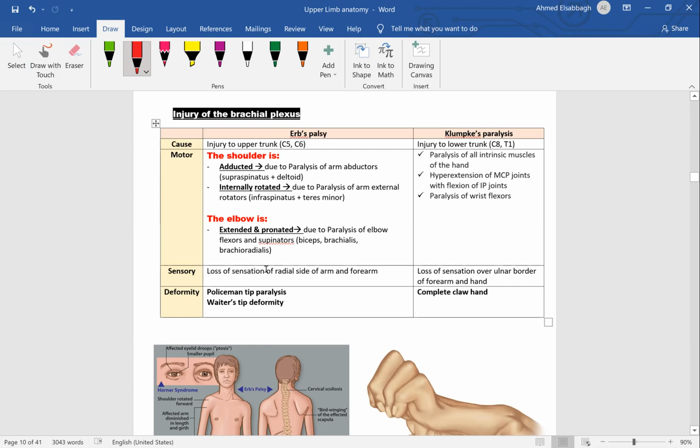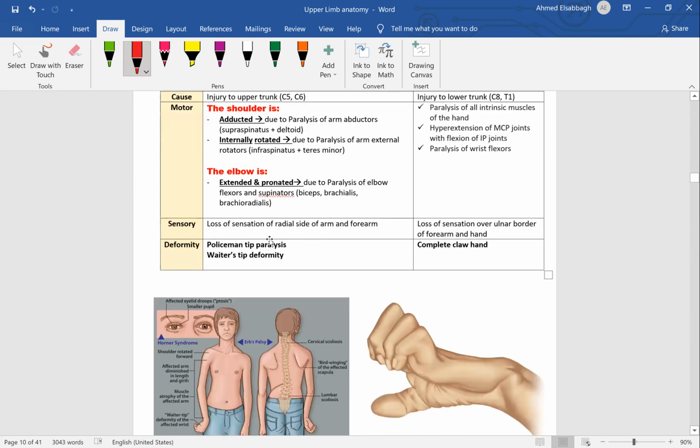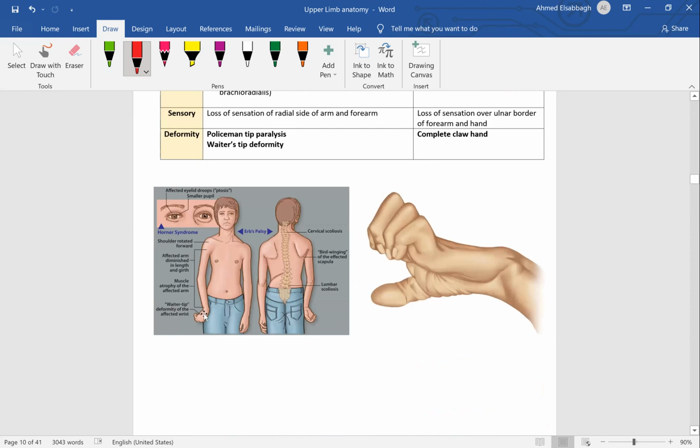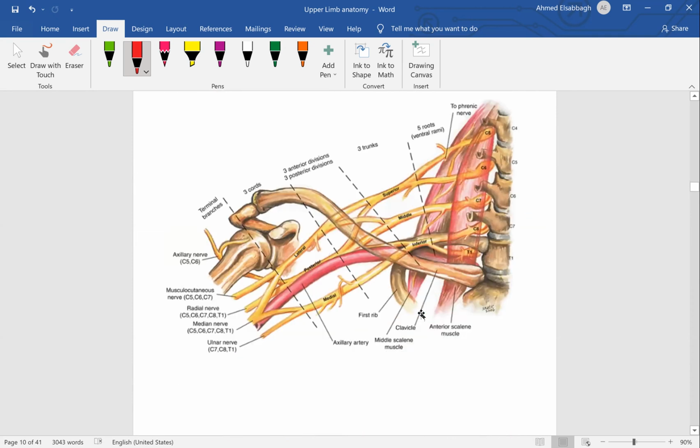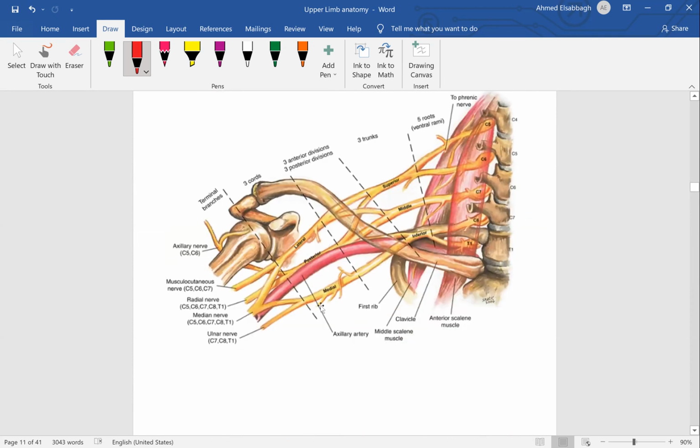Sensory: loss of sensation over radial side or lateral side of arm and forearm. Here there will be loss of sensation over ulnar surface of forearm and hand. The deformity will be policeman's tip paralysis or waiter's tip deformity. Here in Klumpke's paralysis, it will be complete claw hand. This is the shape of Erb's palsy, and this is the shape of complete claw hand. This is the shape of the brachial plexus.